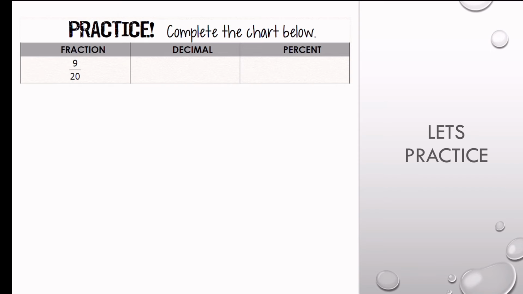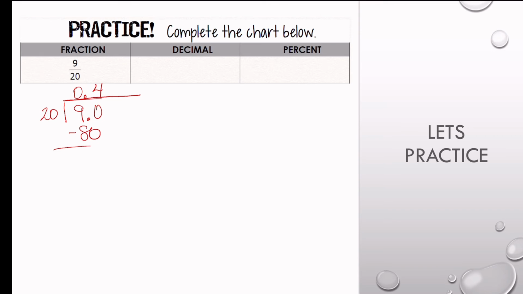How do we take this fraction and convert it to a decimal? So here we go. We need to divide, right? So we're going to put the numerator on the inside, the denominator on the outside. 20 can't go into 9, so I put a decimal and I bring it up. That allows me to add a 0. Well, 20 can go into 90 4 times.